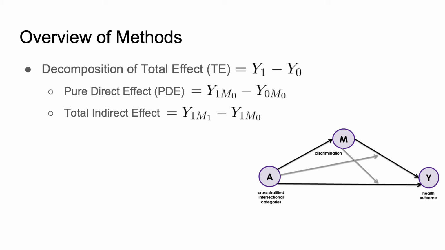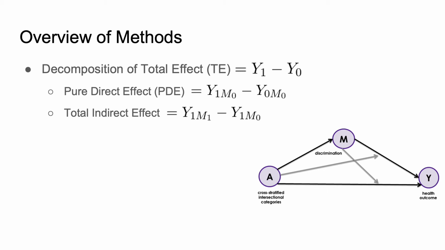So we decompose the total effect into what is called a pure direct effect and a total indirect effect. The pure direct effect corresponds to the difference in health outcomes for a person in group 1 versus group 0, had they been subject to the discrimination of group 0, the reference group, regardless of what group they actually belonged to. We see this written as Y1M0 minus Y0M0. This is the part of the difference that's not related to discrimination, but about some other aspect of the group, because we're holding the discrimination part constant.